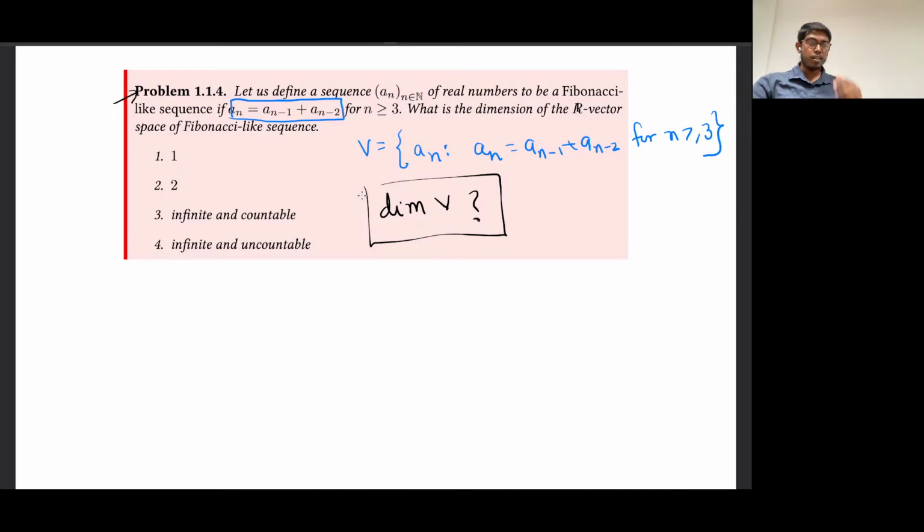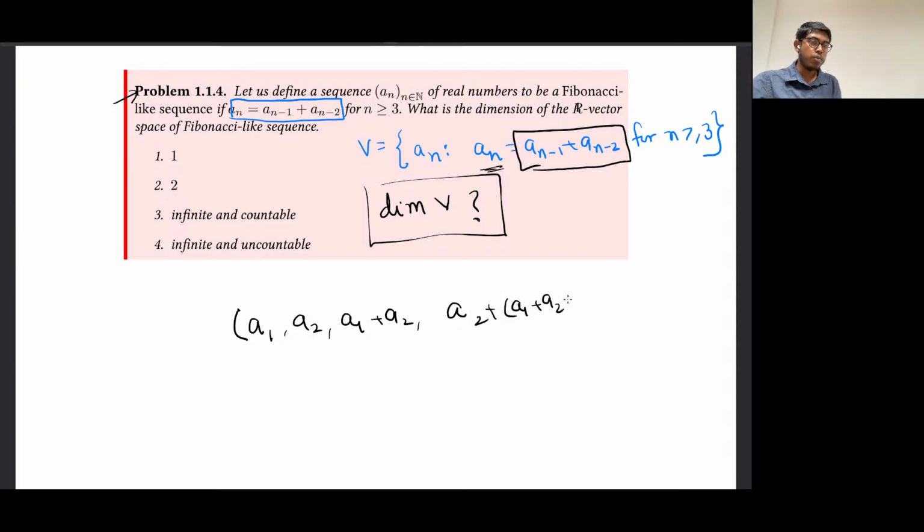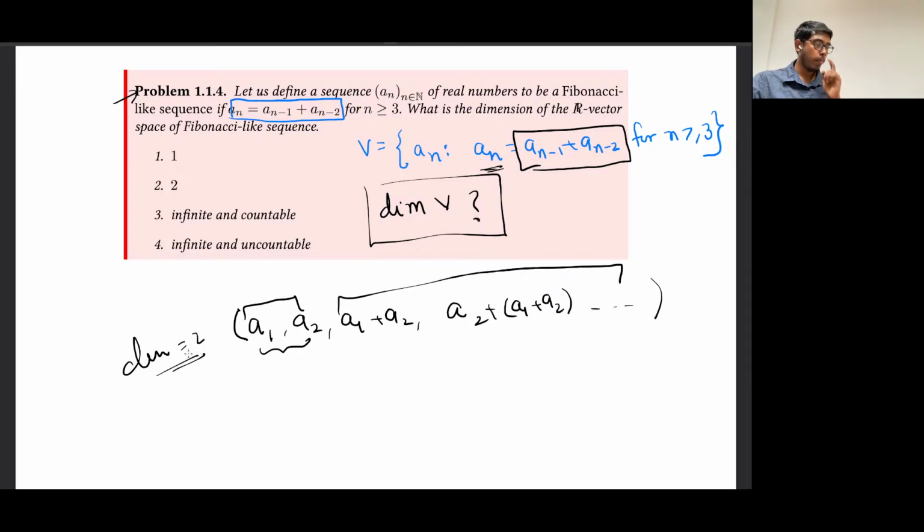So this is clear, because a_n is determined by the first two choices. Once we fix the two choices, like if I have a1, a2, then this will be a1 plus a2. This will be a2 plus a1 plus a2. So if I fix these, then all of them will be fixed. Therefore the dimension will be 2. Fine, so the dimension is 2.